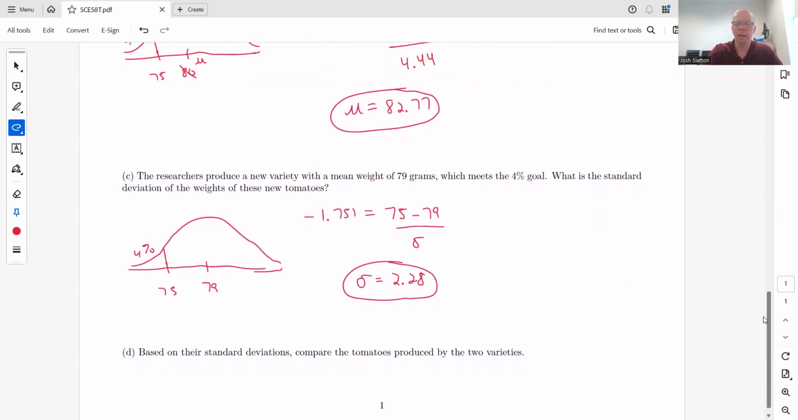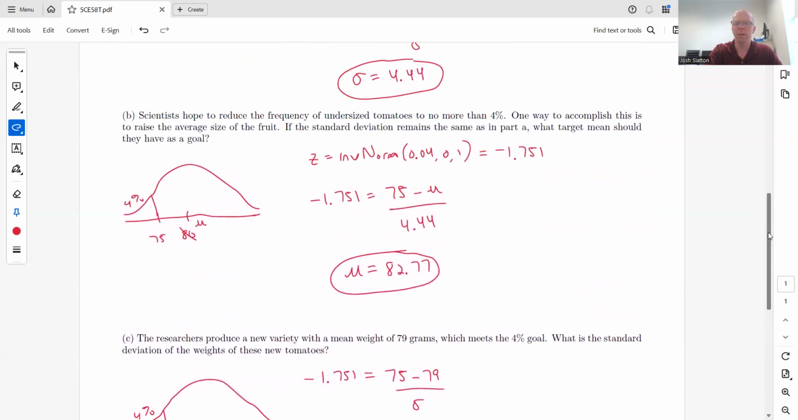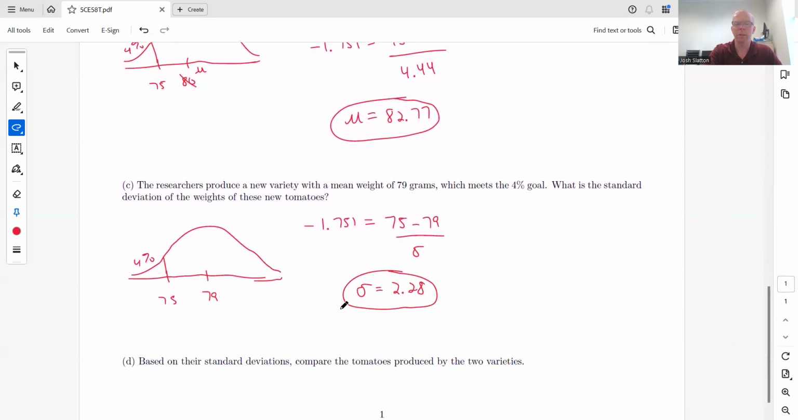And then the last thing: based on their standard deviations, compare the tomatoes produced. All you're doing is comparing the standard deviation in part A, 4.44, with the standard deviation in part C, 2.28. All that tells us is that the new tomatoes are more consistent compared to the old tomatoes because the standard deviation is smaller, so the spread is going to be smaller. That means you're consistently getting more around the mean, and so you get fewer that are subpar.